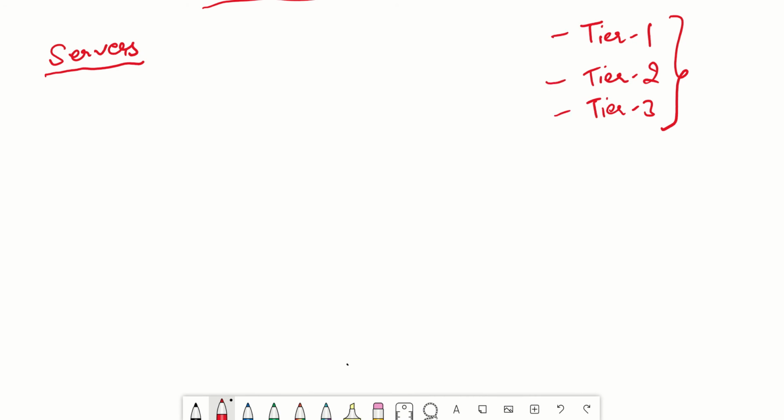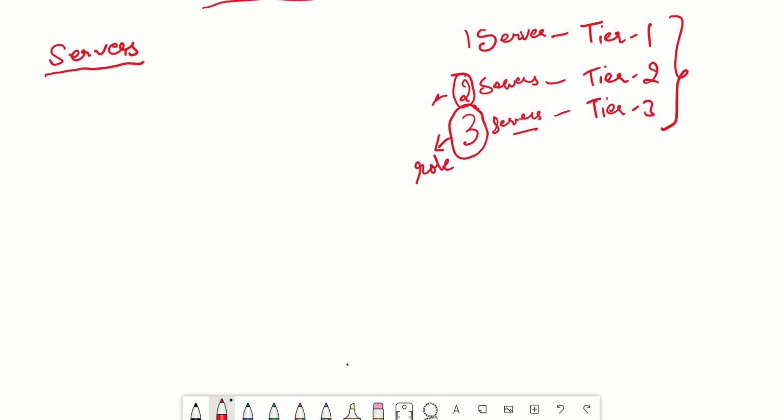tiers. Tier one means only one server, a standalone server. Tier two means two servers, where we can define different sets of roles of the server, and we're going to discuss the roles. And tier three means three servers, or even more servers, but the count of three is about the type of role a server is playing. Similarly, they are all role based. So for one single server or two servers, what role are they going to play?